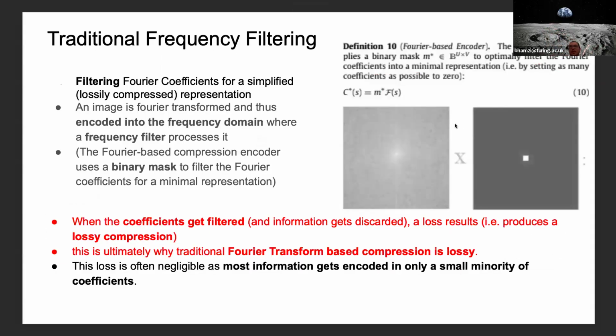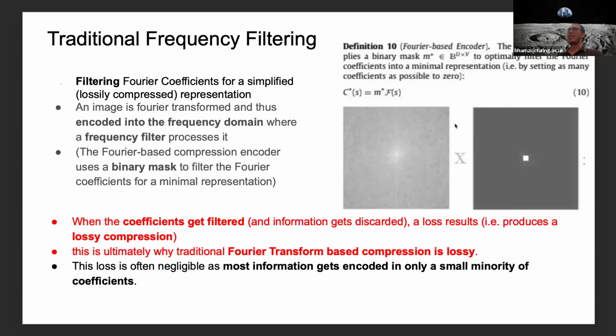So traditional frequency filtering, the way it works is you filter Fourier coefficients for a simplified or lossy compressed representation of the original data. So the image is transformed into the frequency domain, and there you filter out certain frequencies, and these frequencies are negligible in general because the appearance doesn't seem to change that much. The Fourier-based compression encoder uses a binary mask to do that filtering. So it will mask out some of the coefficients which correspond to those frequencies.